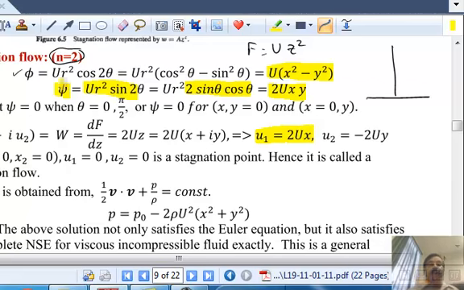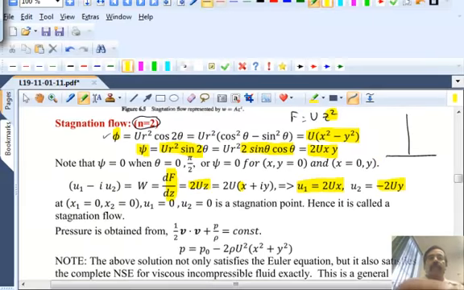Similarly for the velocity, you can get it in one of three ways. Either you take the psi and put it in its definition, or take phi and put it in its definition, or take the derivative. When you take the derivative of z squared, it becomes 2uz, and writing z as x plus iy, you get 2ux for u1 and minus 2uy for u2. At x1 equal to 0, x2 equal to 0, both the velocity components are 0. That's your stagnation point.